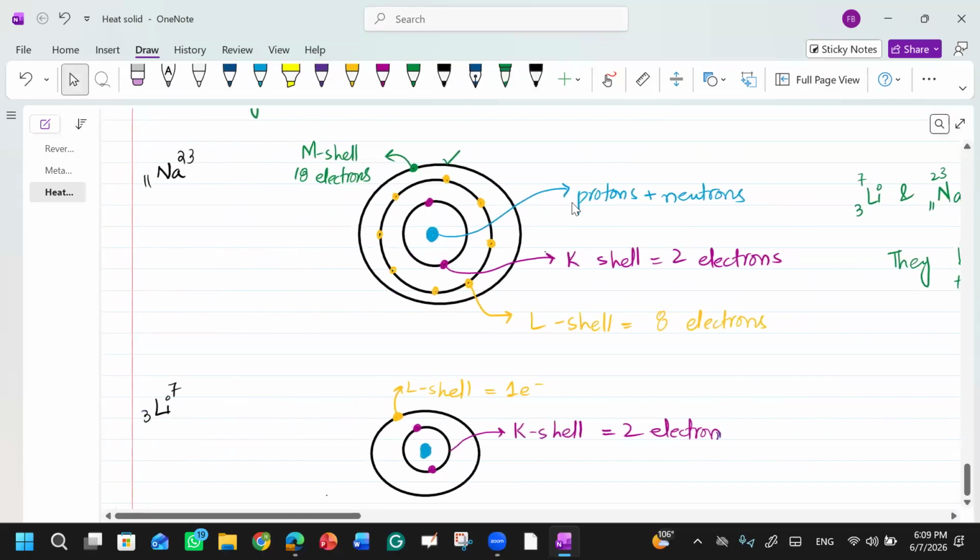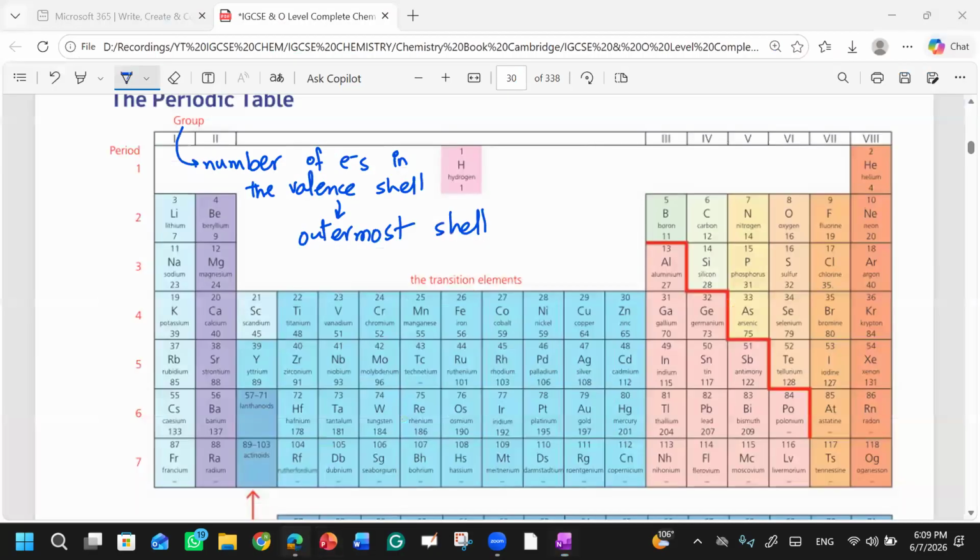I told you how groups are formed, on the basis of some similarities. So the similarity in these two is that the outermost shell has one electron. Okay, so that is why they both belong to group number 1.